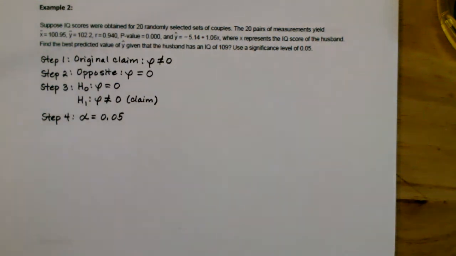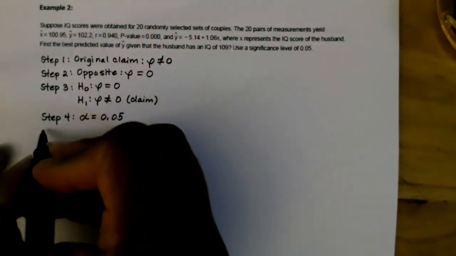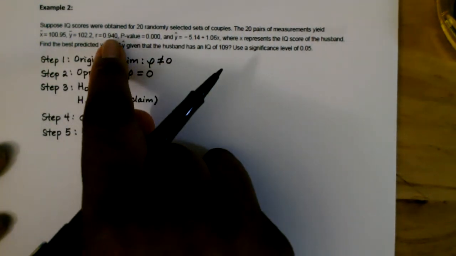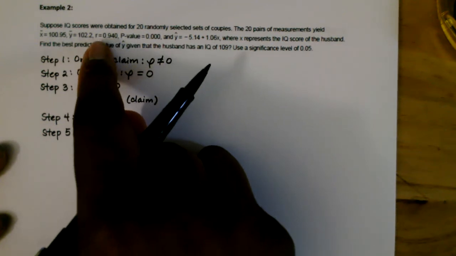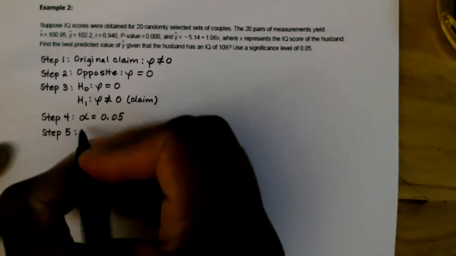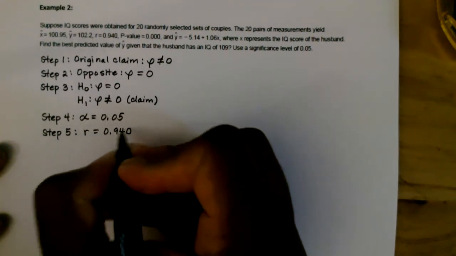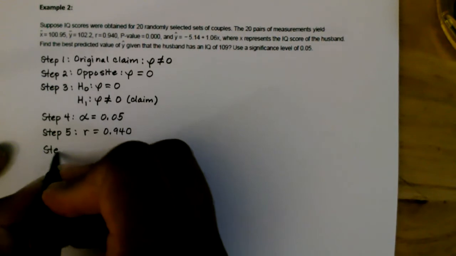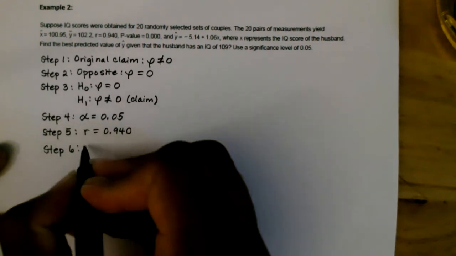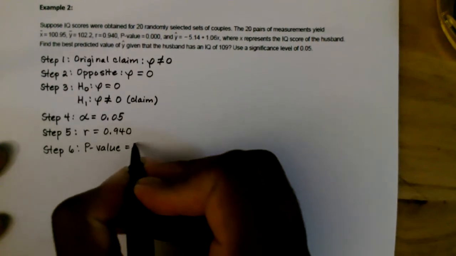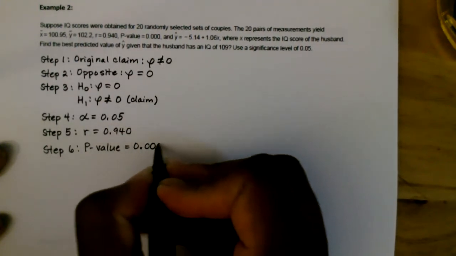All right, next is step number 5, your test statistic. Well, if you look in the problem, you're already given the test statistic, which is the linear correlation coefficient, that's R, equaling the 0.940. And step number 6, you're also given the p-value. That's 0.000.